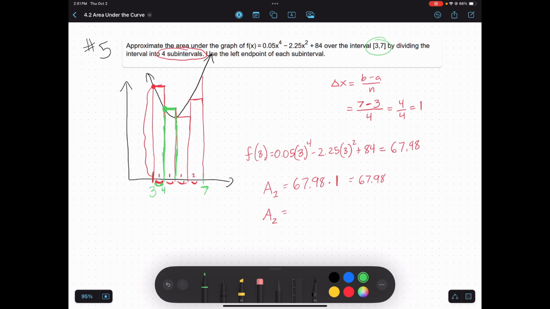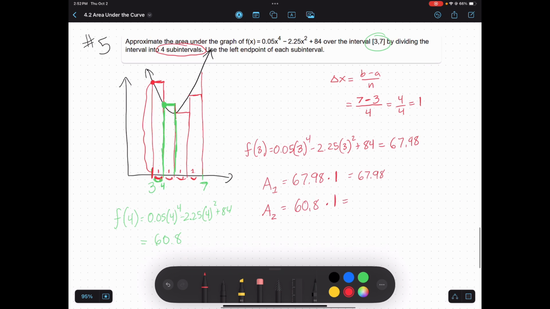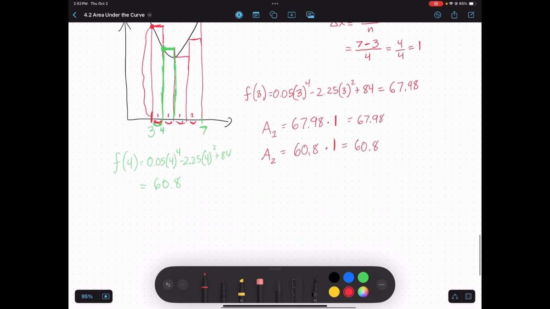So to figure out this y value, I just plug in 4 to my function. I'm going to calculate what's f of 4. When I plug in 4, I get 60.8. And therefore, the area of my second rectangle is just 60.8 times, what's the width? All of the widths are the same. So the width is still 1, and I get 60.8 as the area of my second rectangle. I'm just going to keep repeating this process for my next 2 rectangles. To get my third rectangle, I'm going to go one more space to the right and get my new x value of 5 and plug that into my function. When I plug in 5, I get 59. So the area of my third rectangle is 59 times 1, which is 59.